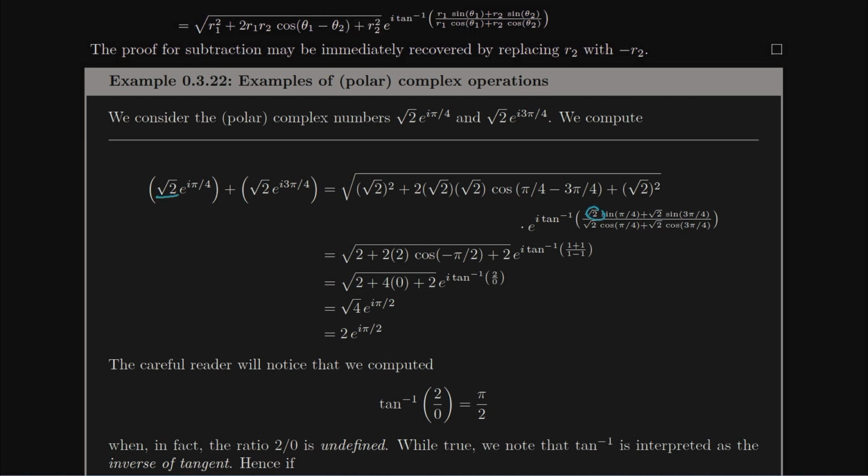r1, there it is, sine of theta 1, there it is, r2, there it is, sine of theta 2, there it is, r1 cosine theta 1, r2 cosine theta 2. Let's figure out all these points. Well, pi over 4, 3 pi over 4, pi over 4, and 3 pi over 4.